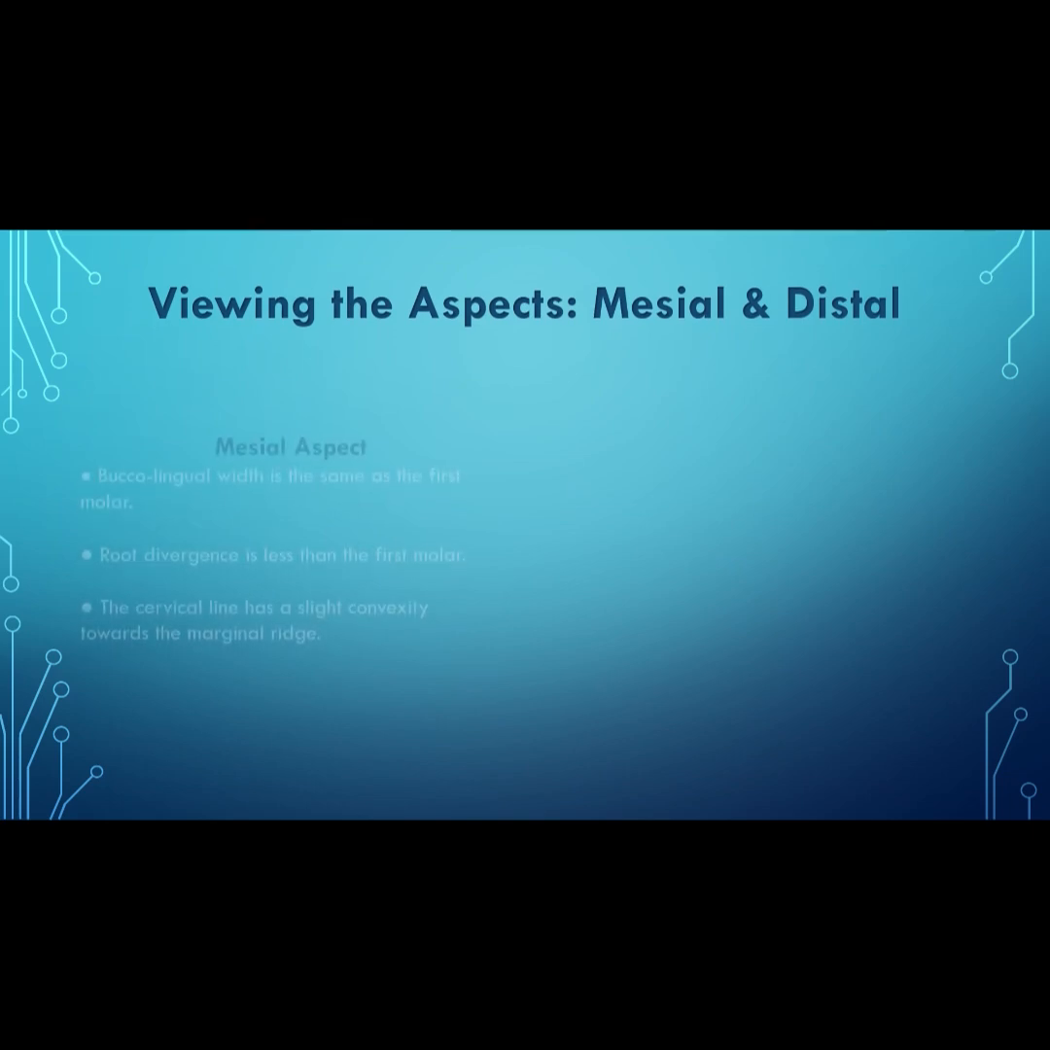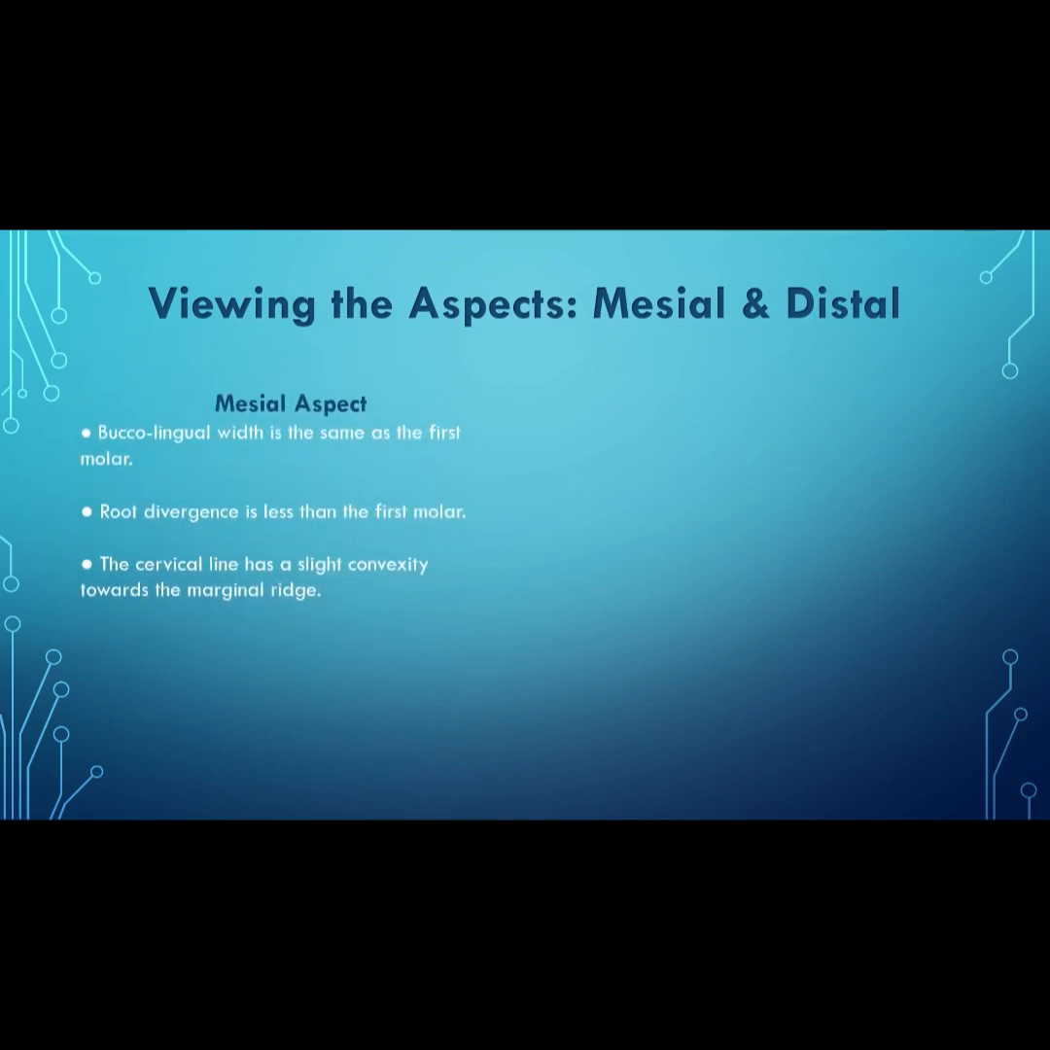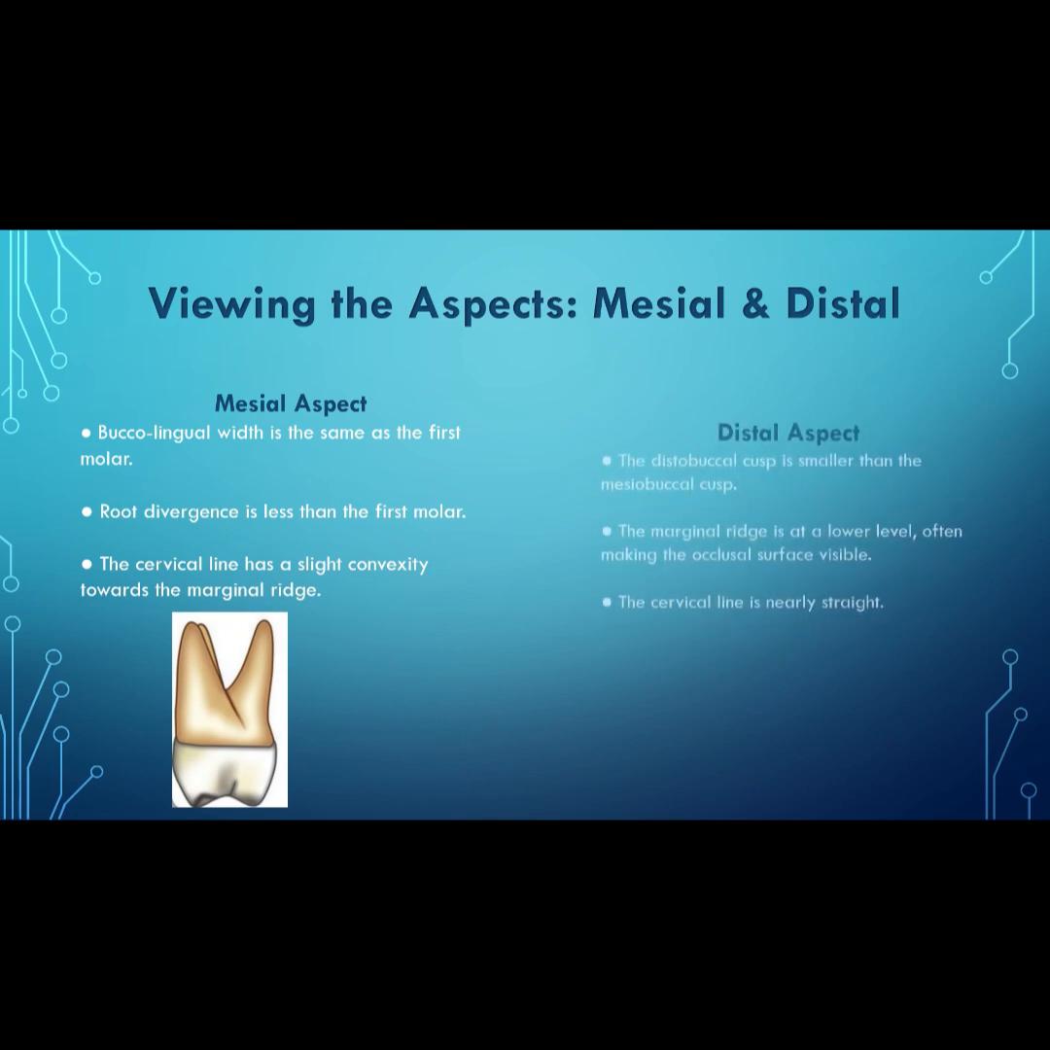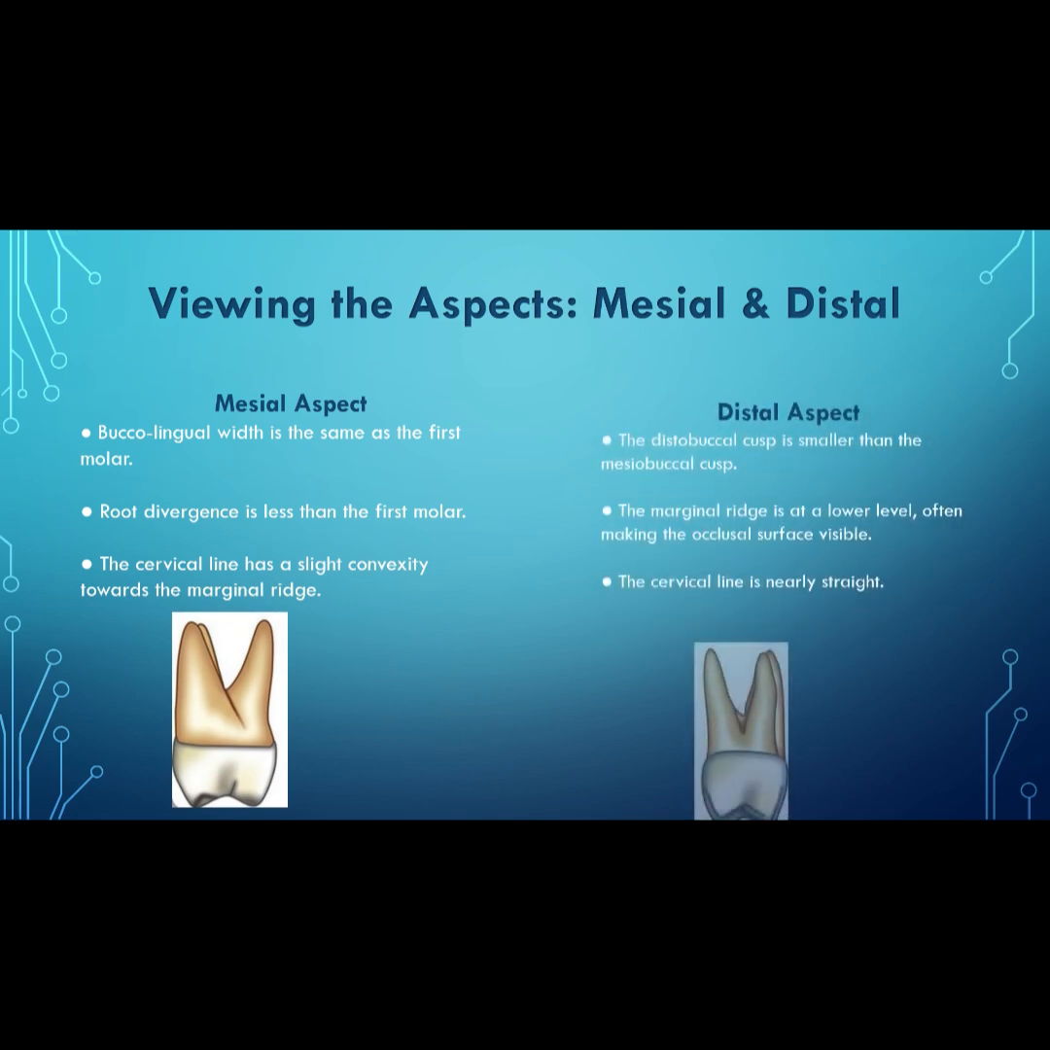The palatal root apex is roughly in line with the distolingual cusp tip. The mesial and the distal aspects. In the mesial aspect, the buccolingual width is the same as that of the first molar. Root divergence is less than the first molar. The cervical line has a slight convexity towards the marginal ridge.